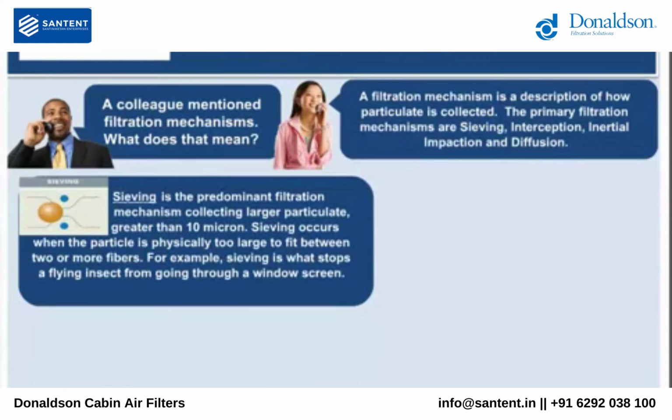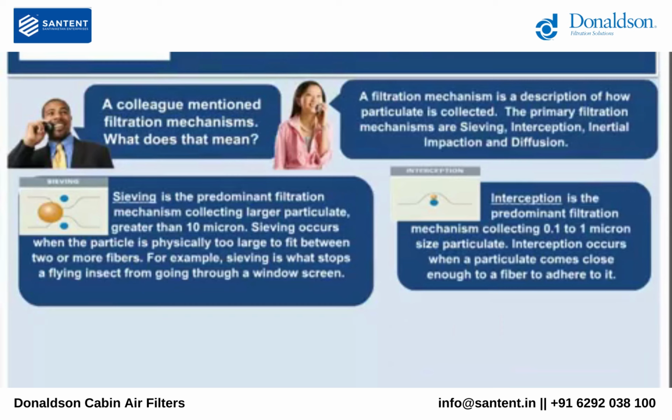Sieving is a predominant filtration mechanism collecting larger particulate, greater than 10 micron. Sieving occurs when the particle is physically too large to fit between two or more fibers. For example, sieving is what stops a flying insect from going through a window screen.